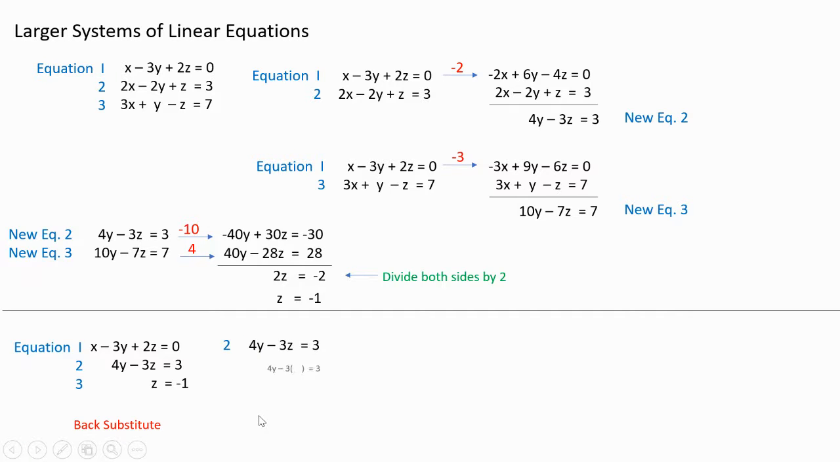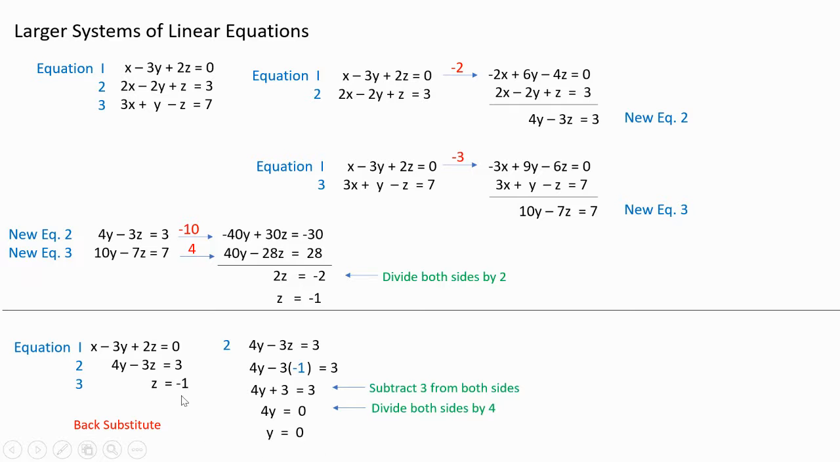Okay? So z is negative 1, so I'm going to plug in negative 1 for z right there. So it gives us 4y plus 3 equals 3. We subtract 3 from both sides, and it gives us 4y equals 0. We divide by 4, and it gives us y equals 0.